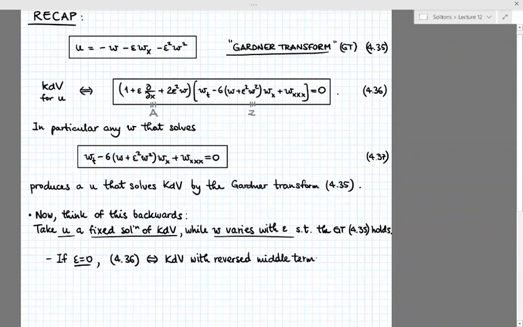Namely, w_t minus 6 w w_x plus w_xxx equal to 0. And indeed, if we look at the Gardner transform, we find that when epsilon is equal to 0, u is simply equal to minus w. When you substitute that in the KdV equation, we get the KdV equation with the reverse middle term.